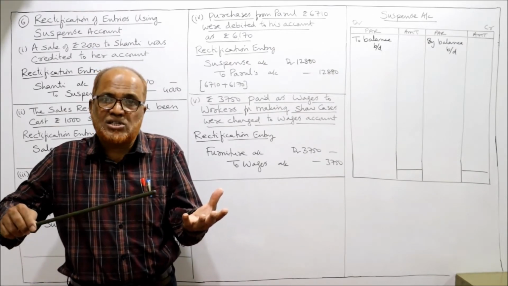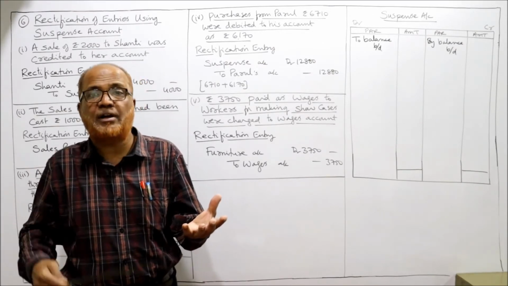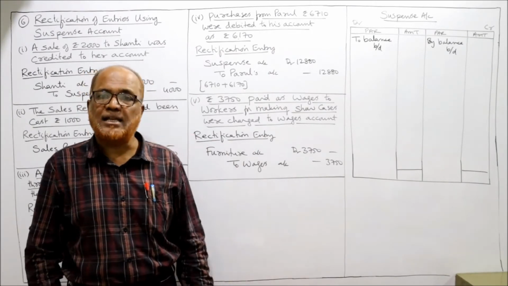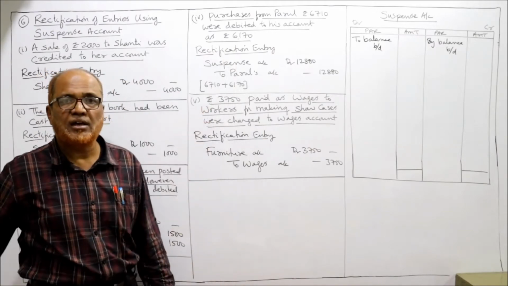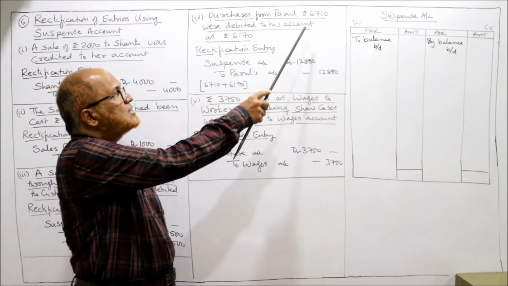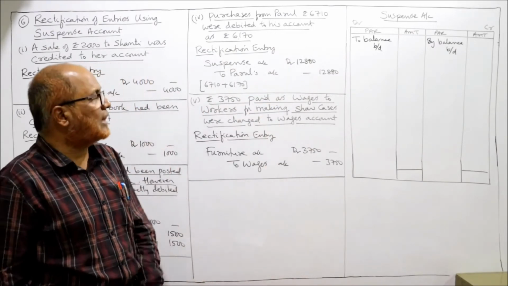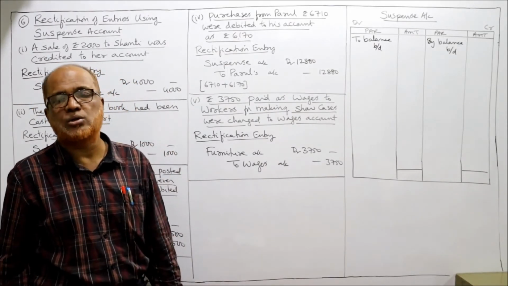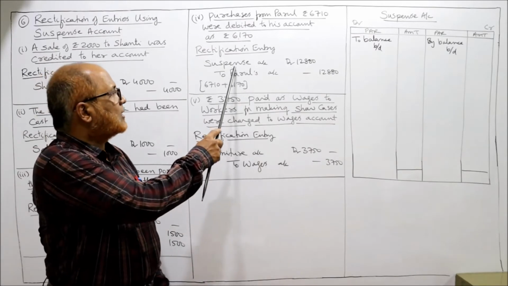But instead of that, we have debited by mistake. So we have to cancel the debit and also we have to credit. Cancel the debit by 6,170 and we have to credit Parole's account by 6,710. So totally 12,880 rupees should be credited to Parole's account. So suspense account debtor to Parole's account.